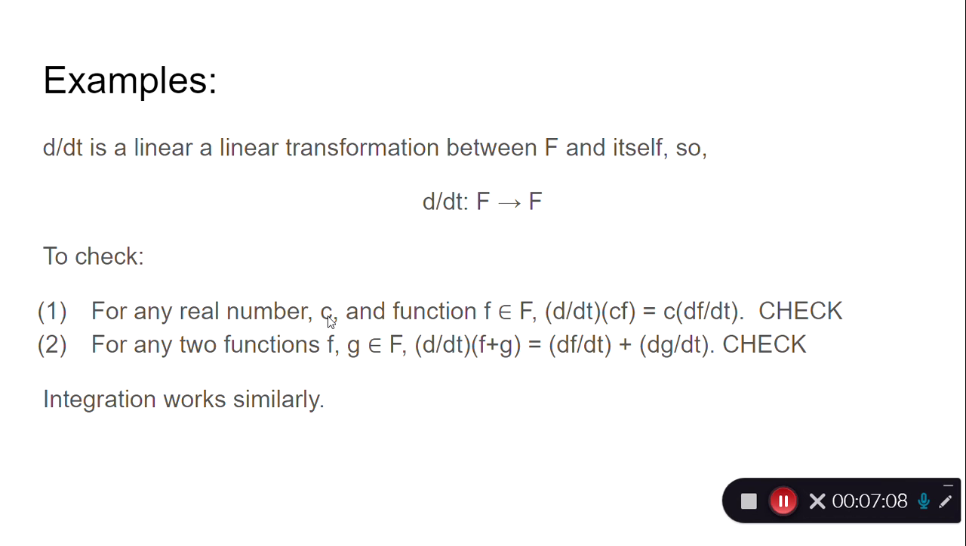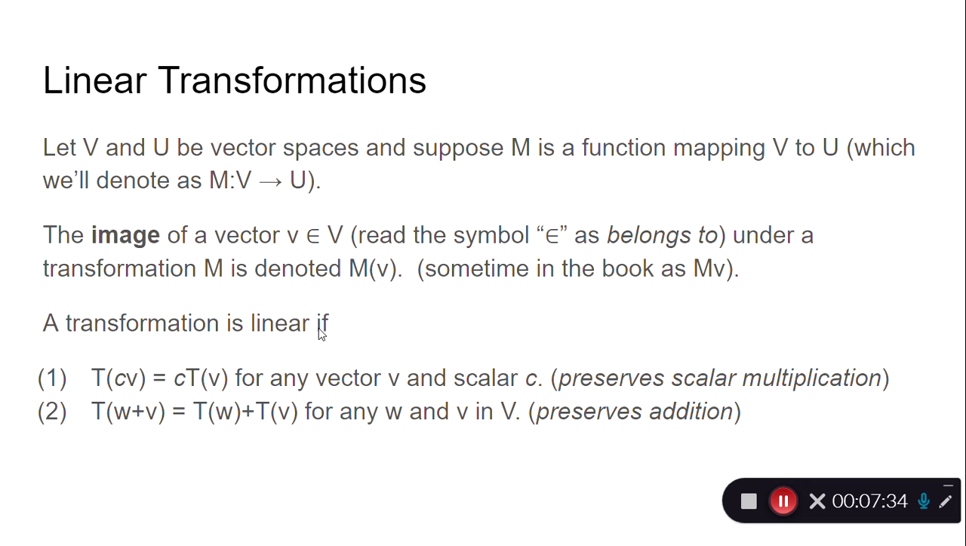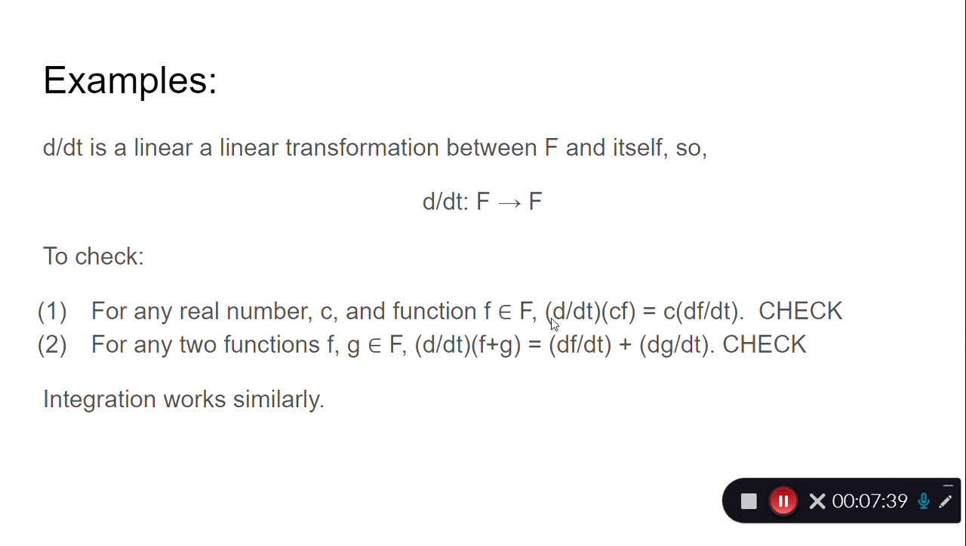Let's check that this is a linear transformation. For any real number c and any function f in the function space, in the vector space, the derivative of a constant times a vector is a constant times the derivative. You learned this in Calc 1, right? So check, it works. For any two functions f and g, the derivative of a sum is the sum of derivatives. Check. So I've checked those two properties on the previous page by using something specific about the derivative. These are properties of the derivative. And those properties of the derivative are linearity.